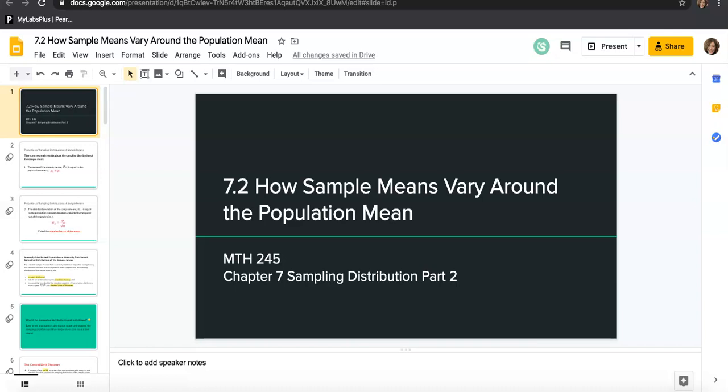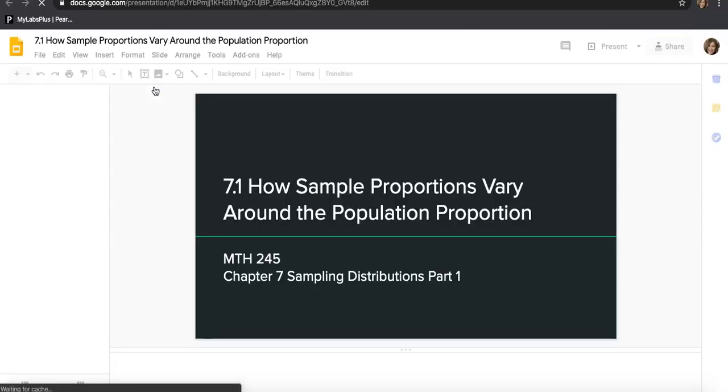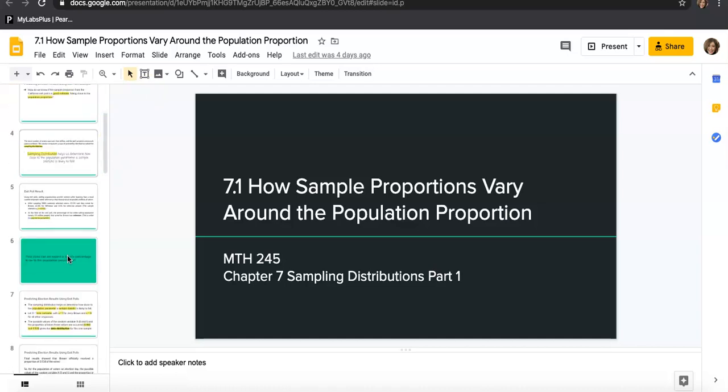Welcome back to the second part of sampling distribution. This video is for lesson 7.2, how sample means vary around the population mean. This is very similar to what we did in 7.1. In 7.1, we looked at how sample proportions vary around the population proportion. We're essentially doing the same thing, but we're going to have different formulas.